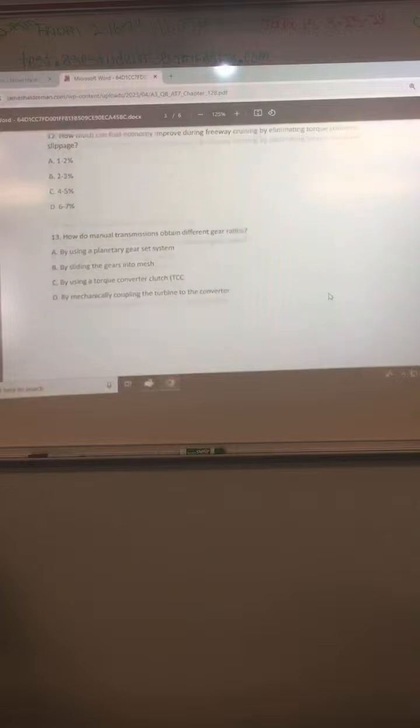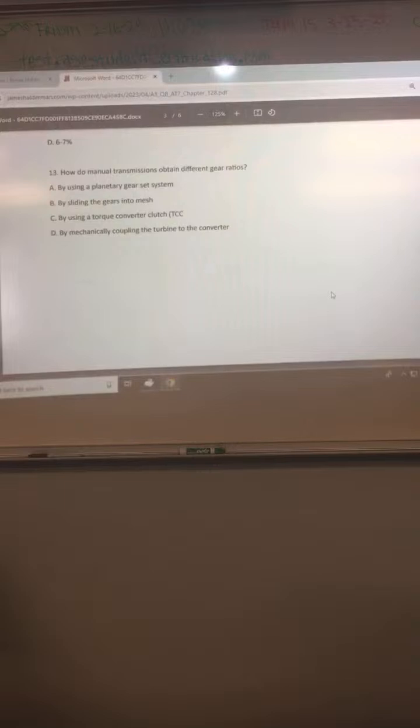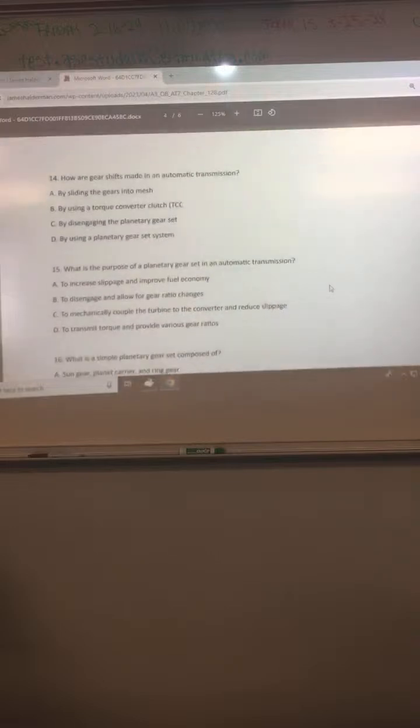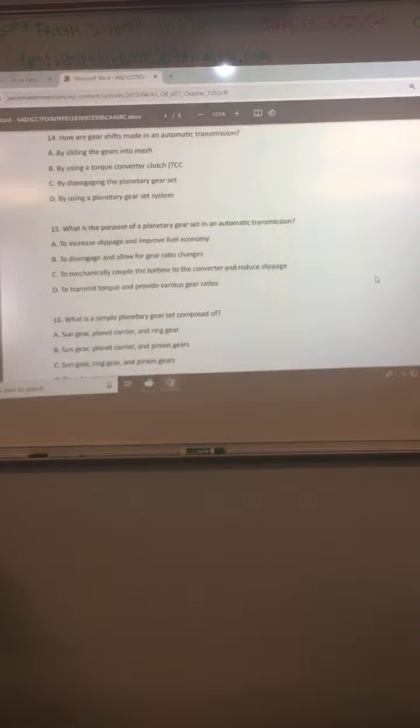How much can fuel economy improve during freeway cruising by eliminating torque converter slippage? C. C is good. How do manual transmissions obtain different gear ratios? B. Okay? How are gear shifts made in an automatic transmission? D. D, yeah. D is correct. The planetary gear set system.